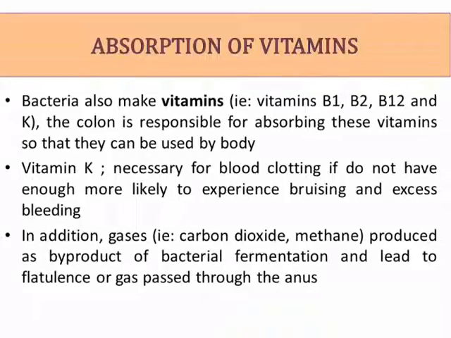Next is absorption of vitamins. Bacteria also make vitamins such as B1, B2, B12, and K, and it is an important source of vitamins if vitamin intake is low. Vitamin K is necessary for blood proteins, and if it is not enough, the body will experience bruising and excess bleeding. If a person depends on the vitamins formed by the bacteria, they may develop vitamin deficiency if treated with drugs like antibiotics that can kill common bacteria. It can also produce gases such as carbon dioxide and methane.